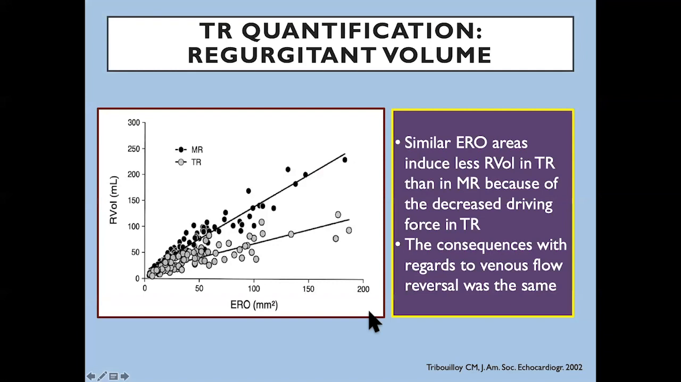Now, one of the things that is incorporated into the new guidelines for valvular regurgitation is the concept that a similar effective regurgitant orifice area actually induces less regurgitant volume, and you can see that from the gray circles here, in tricuspid regurgitation than in mitral regurgitation, which is here in the black circles. And that is because of the decreased driving force in tricuspid regurgitation. And this is important because for the same effective regurgitant orifice area in mitral regurgitation and tricuspid regurgitation, you actually have a lower regurgitant volume for tricuspid regurgitation.